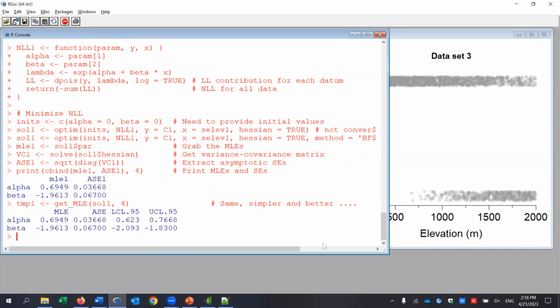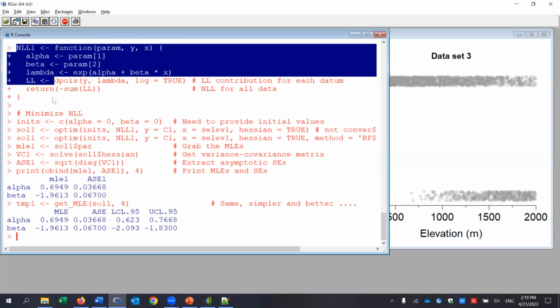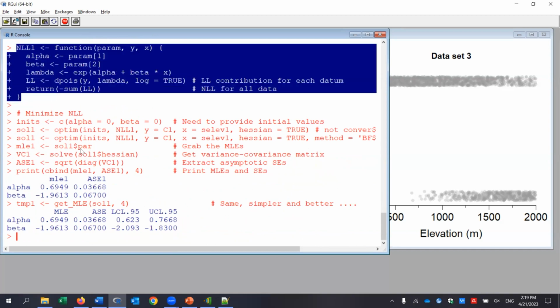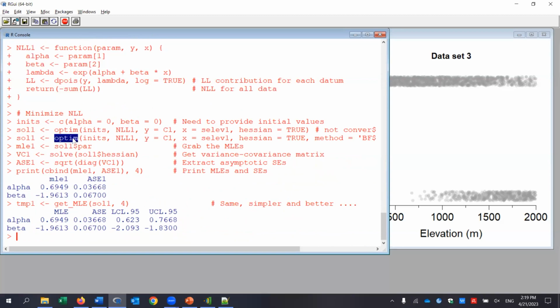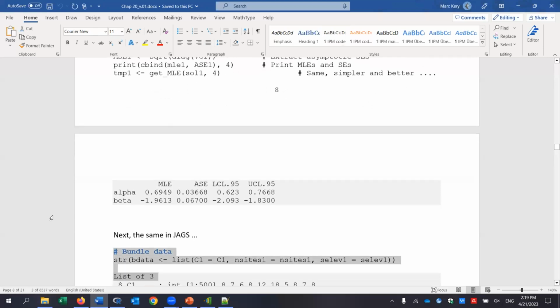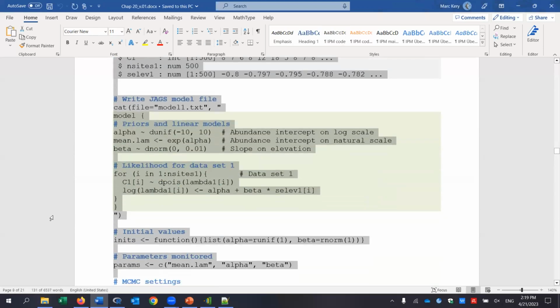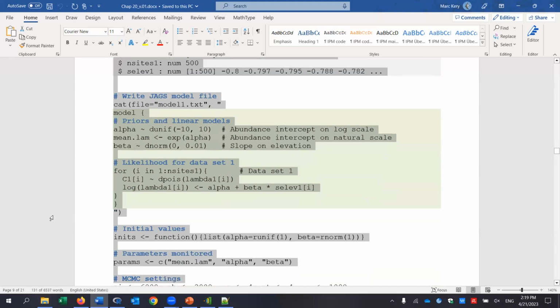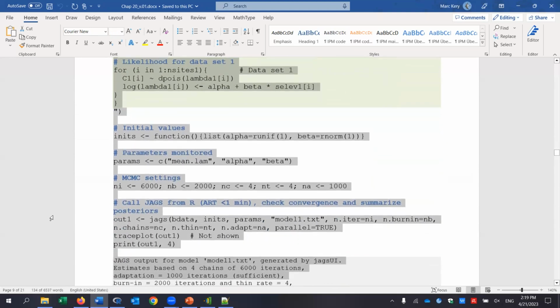Anyway, in the first data set we just fit the good old Poisson GLM, doing it our own way by specifying a negative log likelihood function, combining that with the data, and using the optim function to do function minimization. And these are the estimates we get here. Then if we do the same thing in JAX, this is how a Poisson generalized linear model looks like in JAX. So I'm going to run this.